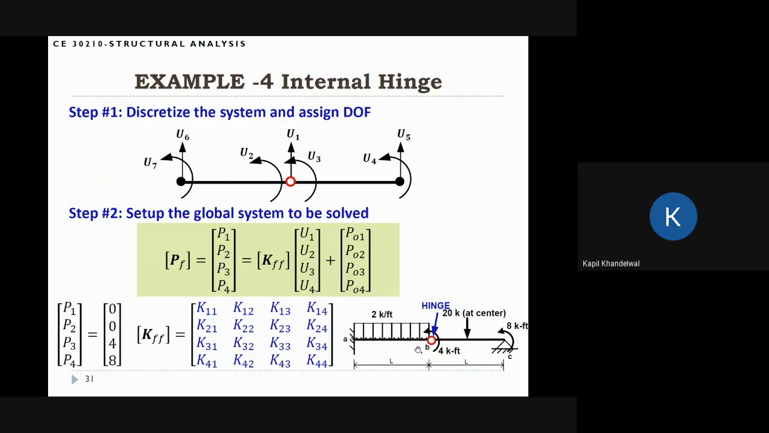P2 is the moment acting on the left side of the hinge. So you can see that there is no moment acting on the left side. So P2 is actually 0. P3 is the moment acting on the right side of the hinge. So P3 is 4. P4 is the moment acting at the U4 degree of freedom. So this is 8. And I'm using the units here, kips and feet. So all the units are consistent. So you can see that this is our PF.